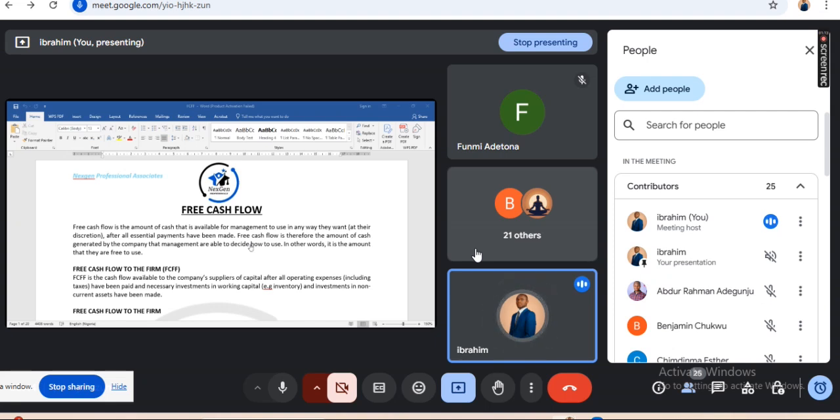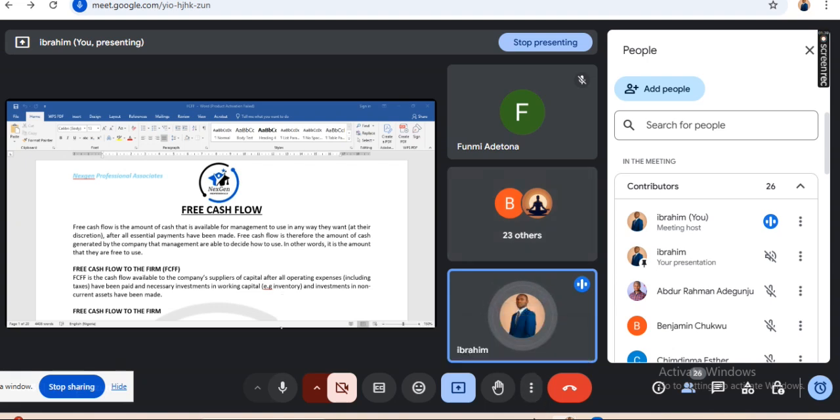Now, free cash flow to the firm is the cash flow available to the company's suppliers of capital after deduction of all operational expenses, working capital, non-current assets, and replacement of an asset. What is available to those who contribute capital to the business is what we call free cash flow to the firm.